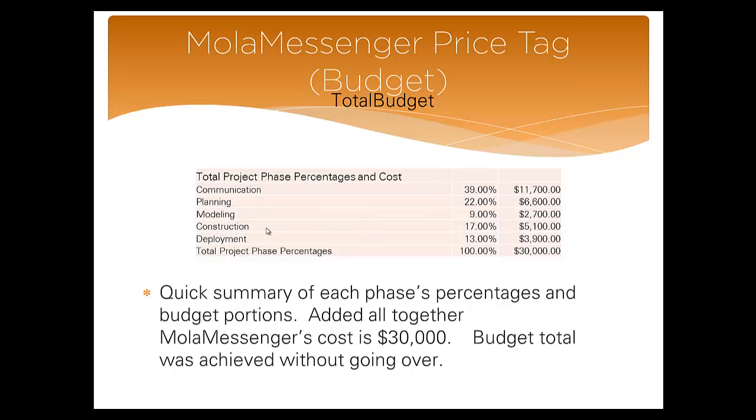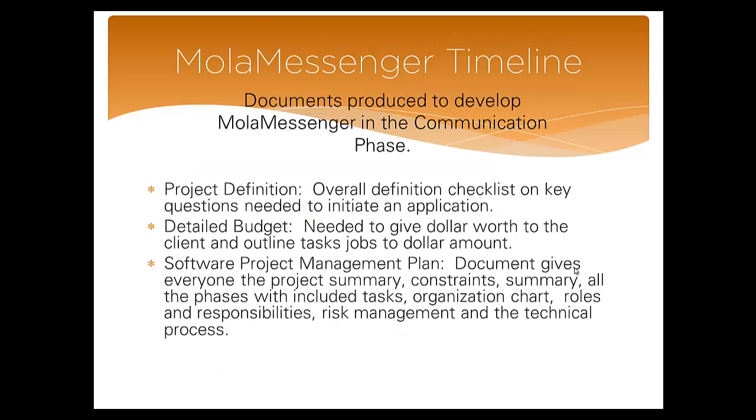So as you can see, it stayed on target. I did have to make some changes. For instance, maybe in construction, they wanted to add on a feature. Well, I took away from deployment to make sure I met that deadline. So there were some issues at the beginning. I think that might have been in planning and modeling, but it did work out, and it stayed within the 30,000. That was the goal. I didn't want to deviate from the budget. So once again, I added it all together. MolaMessenger did cost 30,000, and the budget total was achieved without going over. So that was a big plus.